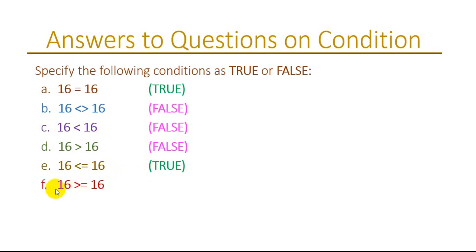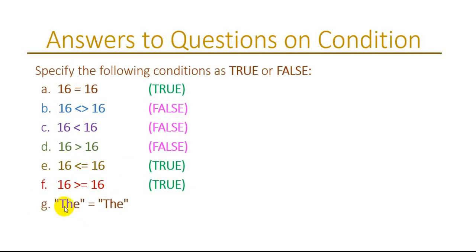Okay. Next one, 16 greater or equal to 16. That is also true. Why? Because it's equal. It is becoming true not because of the greater symbol, but because of the equal symbol. Like I said, if one of those is there, it's okay. Here also the same thing. This is becoming true because of the equal symbol, not because of the less symbol. So if it is less or if it is equal, either of that is true. If it is greater or if it is equal, either of that is true. So that's why these two are considered true, whereas these two are considered false.